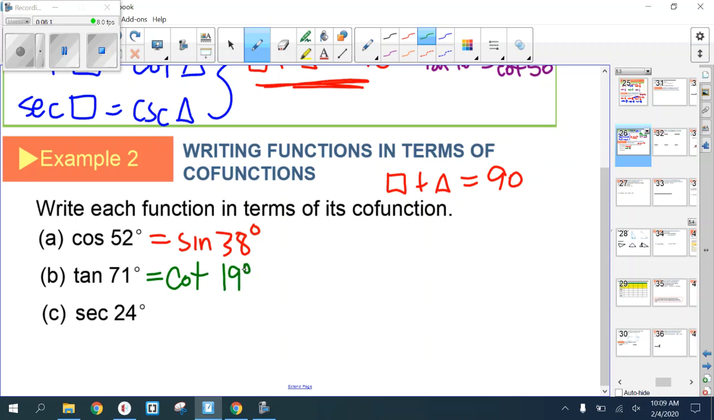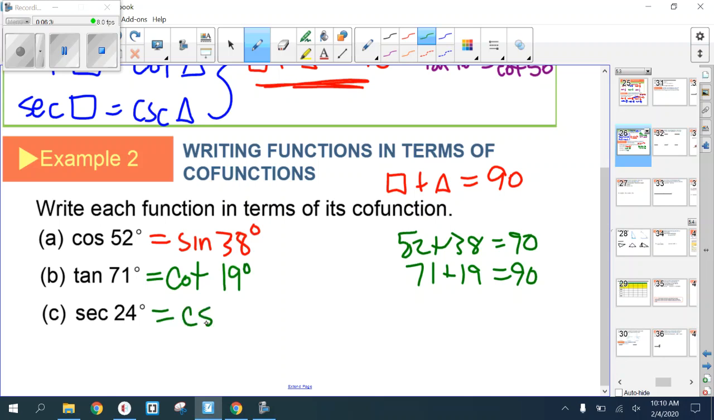19, right? Because, you know this, 52 plus 38 equals 90, and 71 plus 19 equals 90. That's it. Square plus triangle equals 90. So secant 24 is going to equal cosecant 66. All right, 90 minus 24 is 66.